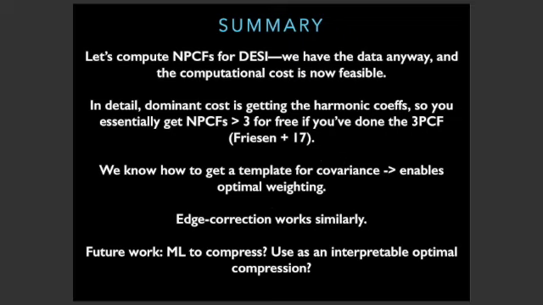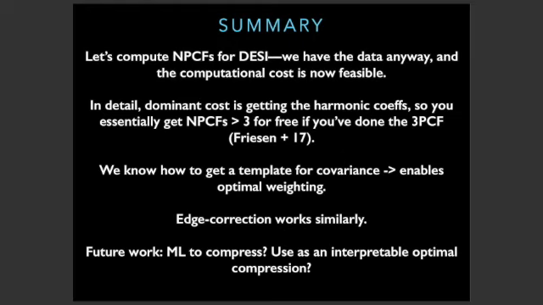In detail, the dominant cost, as I said, from the performance breakdown, 77% of the time is just getting the harmonic coefficients after you found the neighbors. So once you do a 3-point function, you actually can get the endpoint functions for greater than 3, essentially without any additional cost, because you already have the harmonic coefficients you need. You just make different combinations of them.